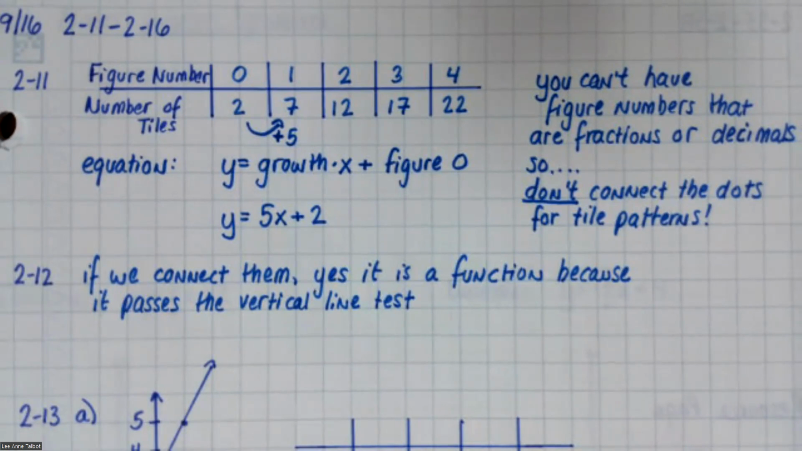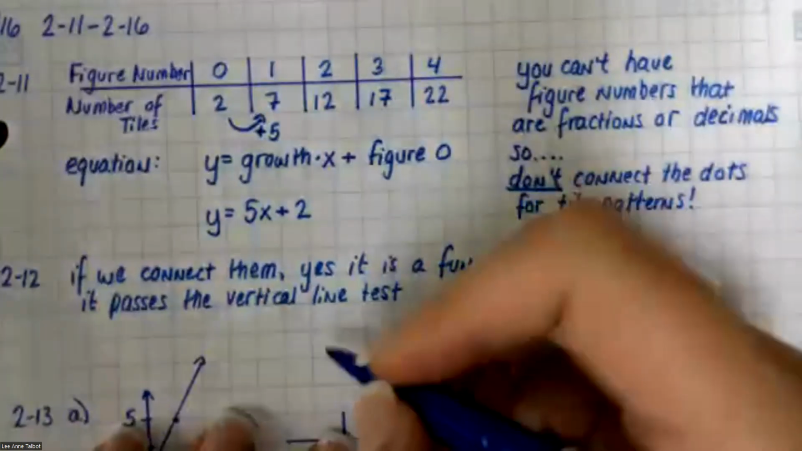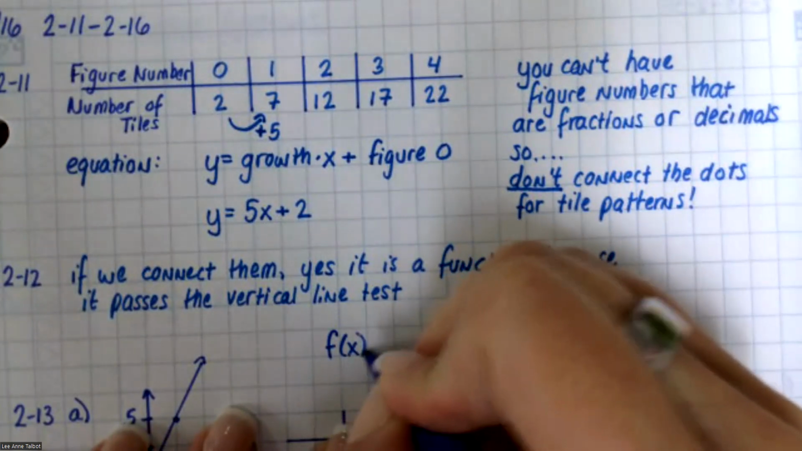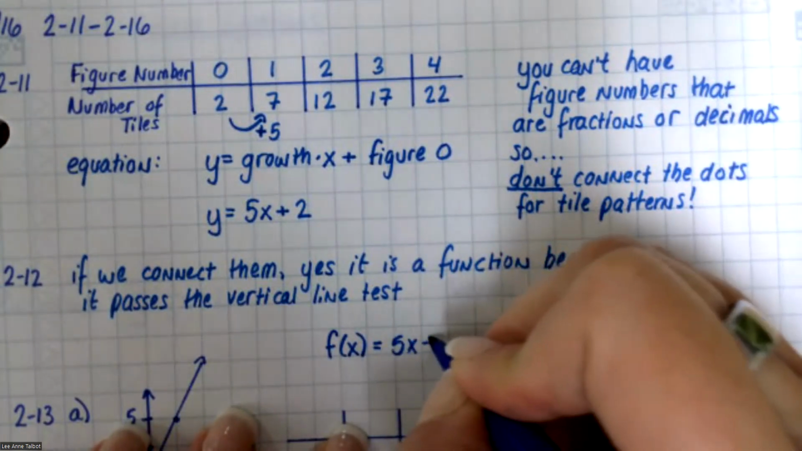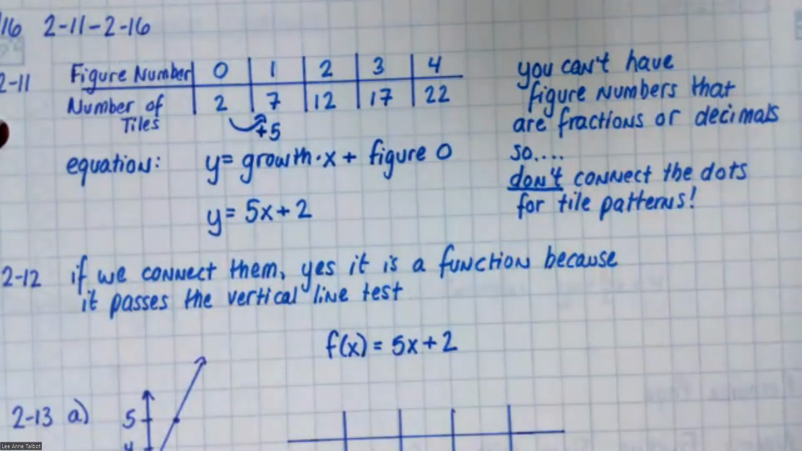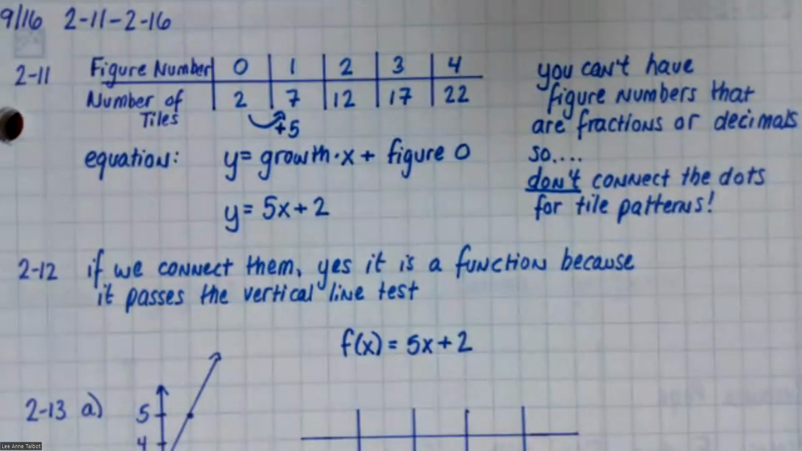Okay, now this is the question of the day. This question is so easy, it's hard. What is the equation of the function that we just connected the dots for? Y equals 5x plus 2, yes, beautiful, f of x equals 5x plus 2. Because it's a function, we can put it in function notation, which is exactly the same thing.